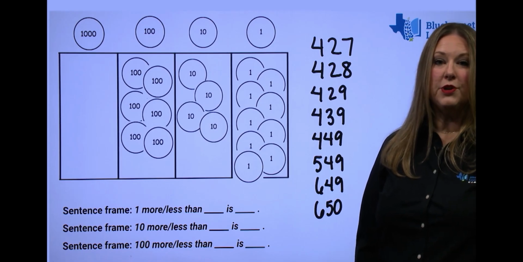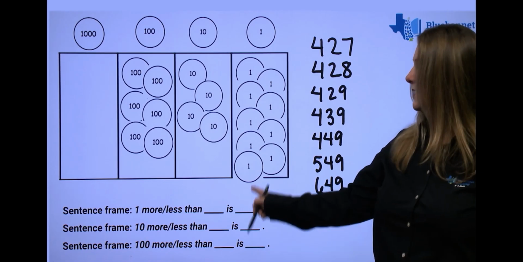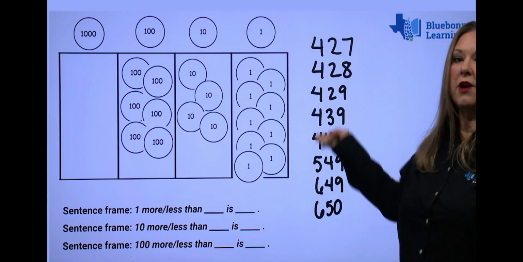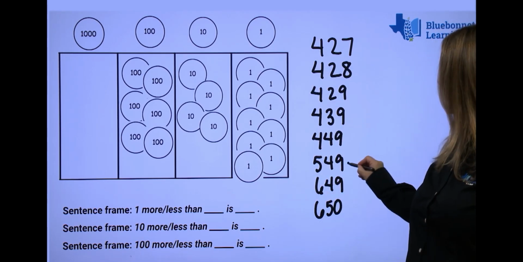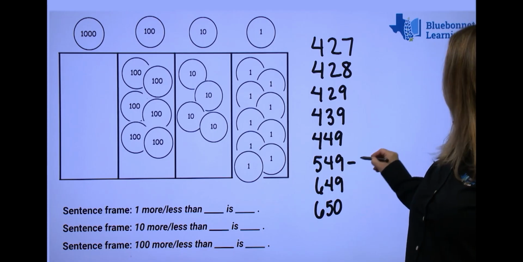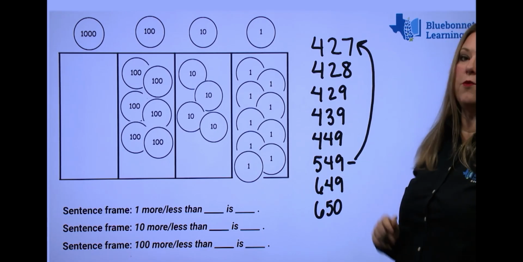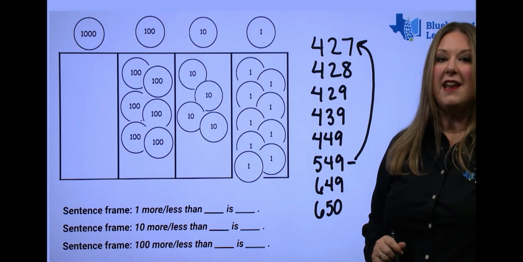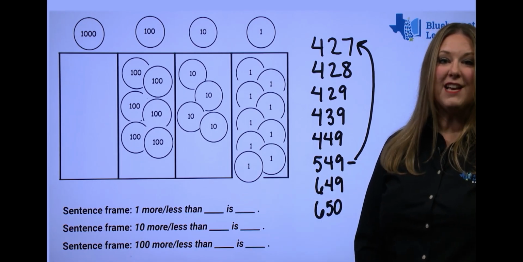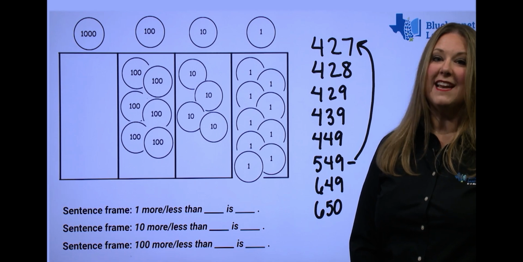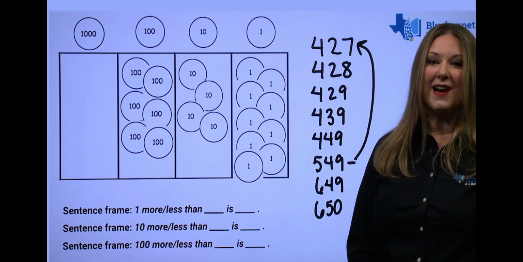Now, I want you and your partner to tell the sentence frames to each other for the remaining sequence of numbers that we wrote. We stopped right here at 549, and I want you to stop at 427, naming all of the changes using our sentence frames. As you do that, I'm going to walk around and listen to make sure you're saying them correctly.